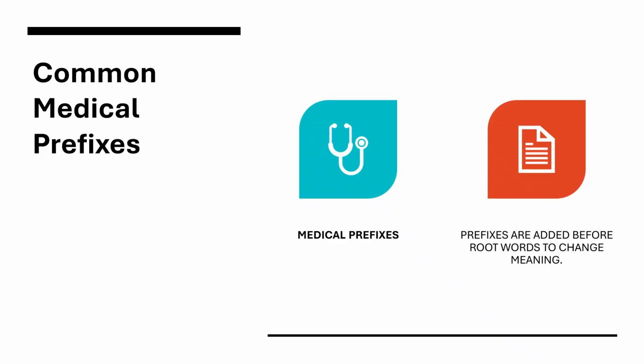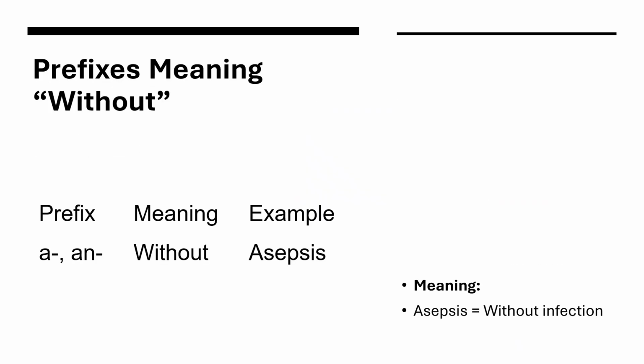Medical prefixes are word elements placed before the root word. They help describe location, direction, amount, condition, or time. The prefixes "a" and "an" mean without. For example, asepsis means without infection and anesthesia means without sensation.